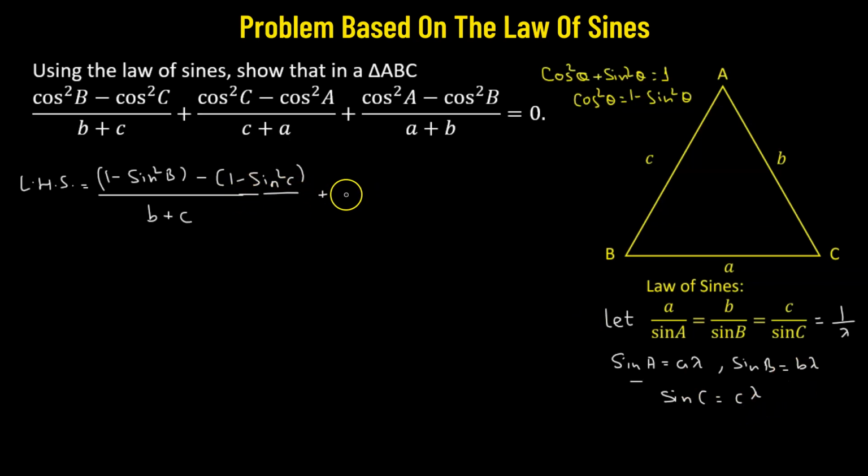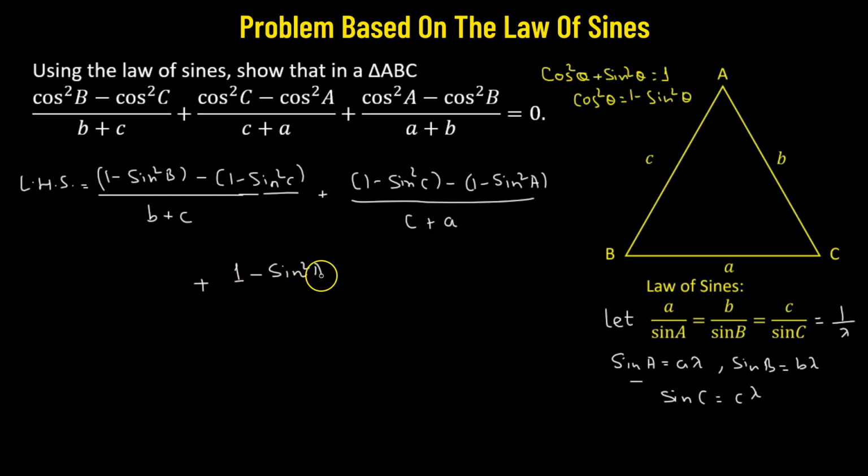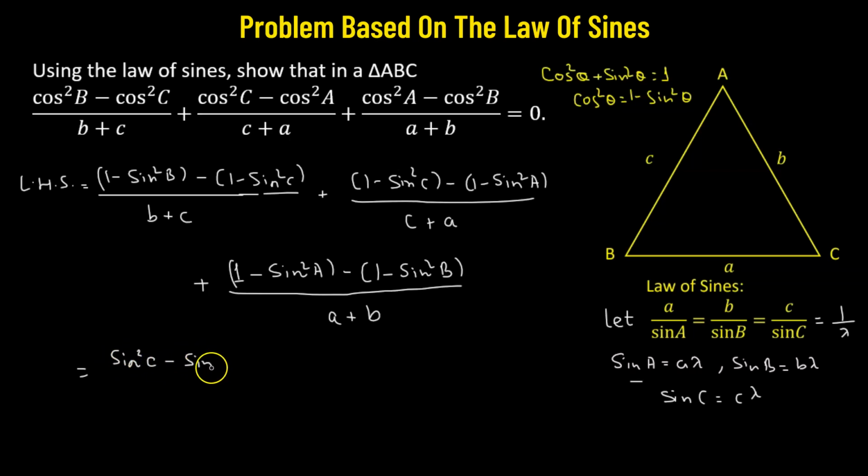Fine. Let's work with the second term as well. So we have cosine squared C, that will become 1 minus sine squared C, minus cosine squared A, which is 1 minus sine squared A, divided by c plus a. And the third term is going to become, we have cosine squared A, which will be 1 minus sine squared A, minus cosine squared B, that's 1 minus sine squared B, whole divided by a plus b in the denominator. Fine. Now, here 1 and 1 in the numerator get cancelled, and we can rewrite the numerator portion as sine squared C minus sine squared B.